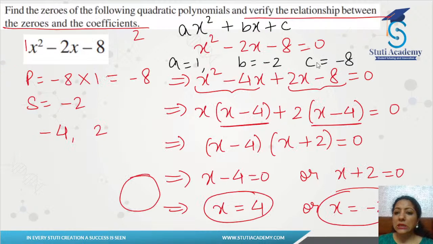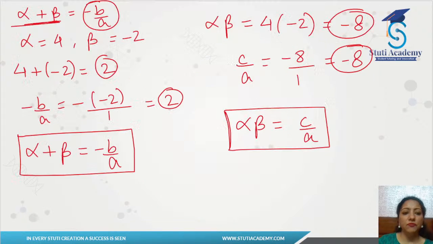Please notice, c is minus 8 here and a is 1. So, we have just picked up these values and we have put it here. So, we are getting minus 8. So, both of them, they are equivalent to minus 8. So, alpha, beta is same as c upon a. And then you can write hence verified.